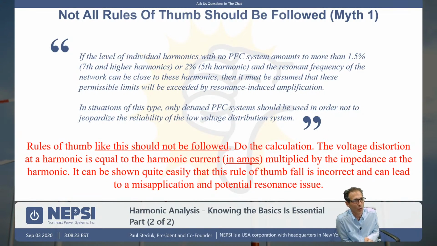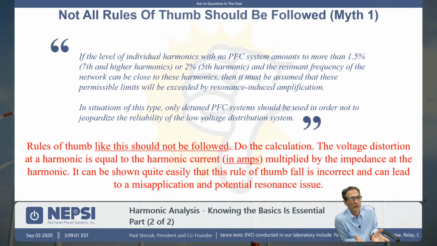In particular, this is one from one company I read online. Basically, they're saying if the level of the individual harmonics with no PFC system amounts to more than 1.5% voltage distortion for the seventh harmonic and higher, or 2% for the fifth harmonic, and the resonant frequency of the network can be close to these harmonics, then it must be assumed that these permissible limits will be exceeded by resonance-induced amplification.